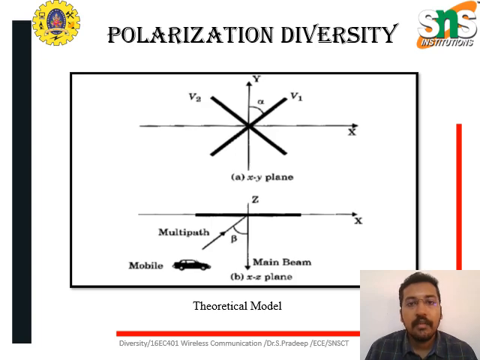Polarization diversity involves using antennas with orthogonal polarizations. The receiver combines the received signals from the different polarized antennas, typically using a diversity combining technique. The goal is to improve signal quality by exploiting the fact that fading may affect one polarization more than the other, making the combined signal more robust. The theoretical model of polarization diversity is given in this slide.